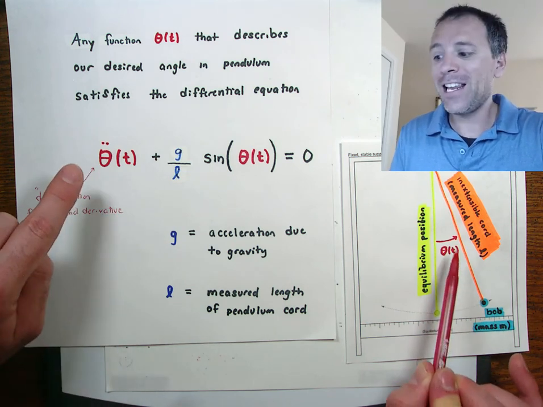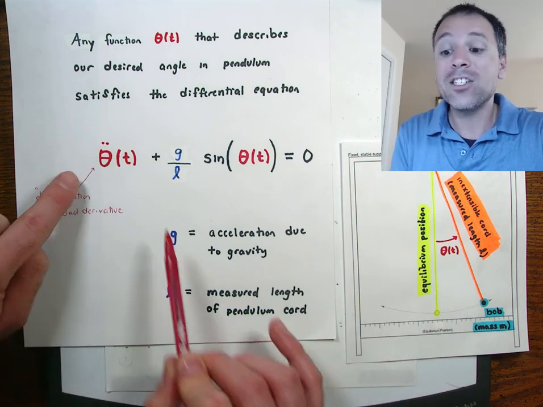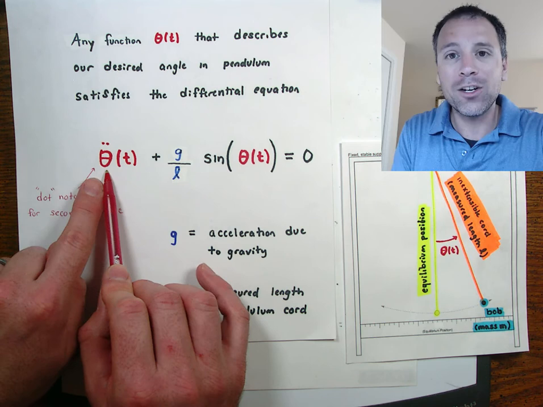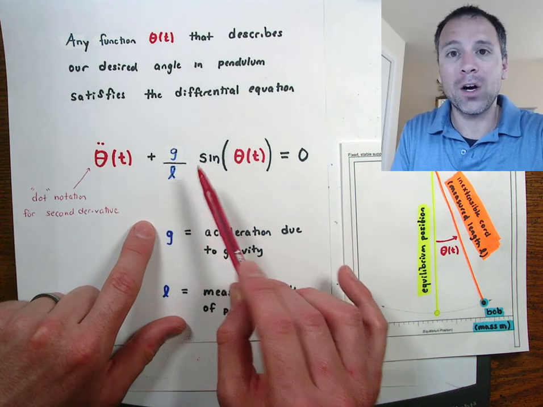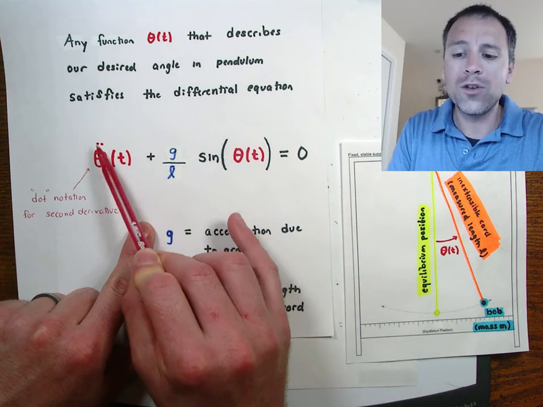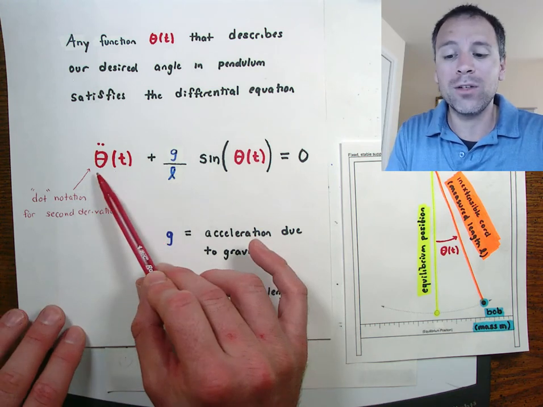Here's a claim. Any function that predicts that angle over time for this pendulum is going to satisfy this differential equation: the second derivative of theta plus g divided by L times the sine of theta is going to be 0. When you see those two dots, that's called dot notation, and specifically double dot notation.